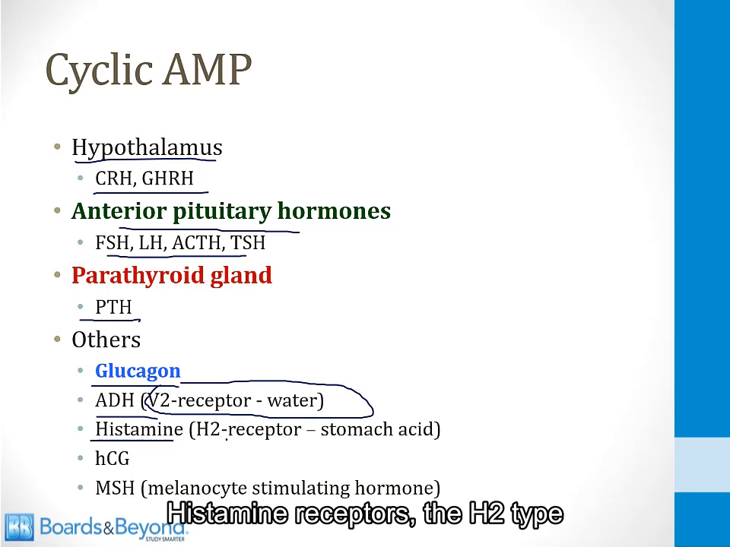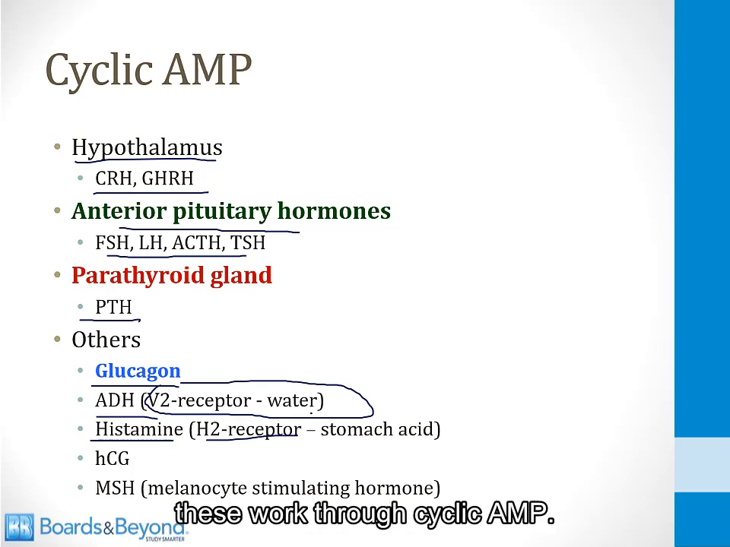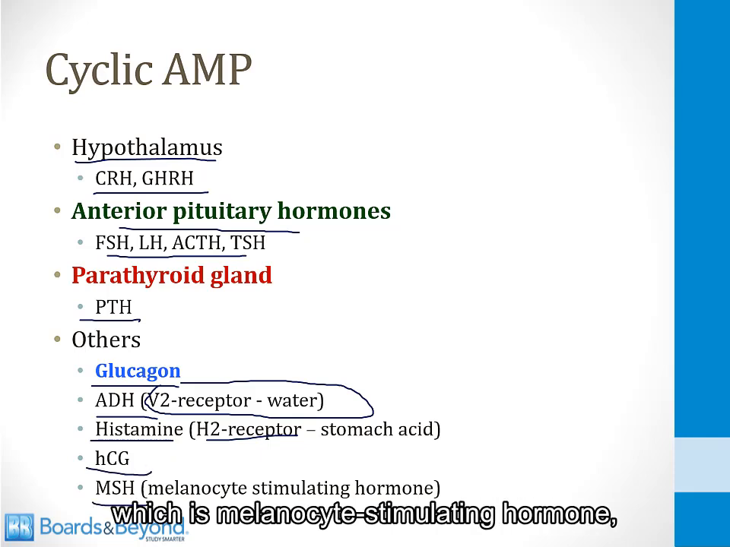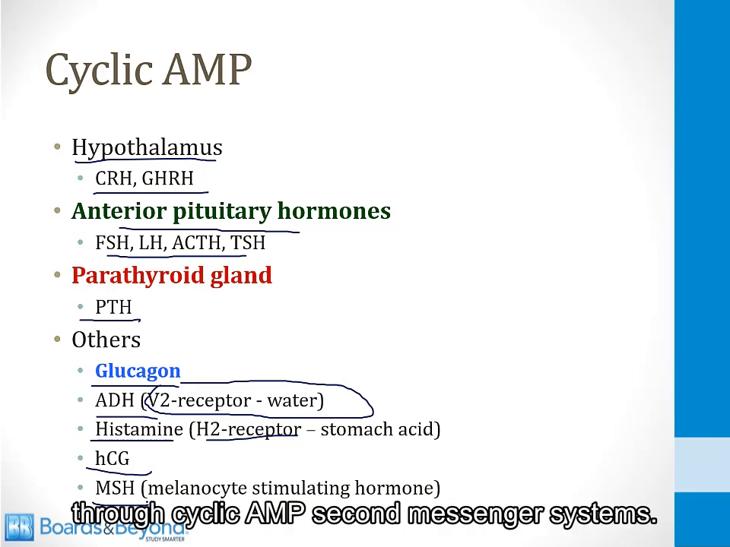Histamine receptors, the H2 type, which are found in the stomach and are associated with stomach acid secretion, these work through cyclic AMP. And then finally, HCG and MSH, which is melanocyte stimulating hormone. Cells also respond to these two hormones through cyclic AMP second messenger systems.